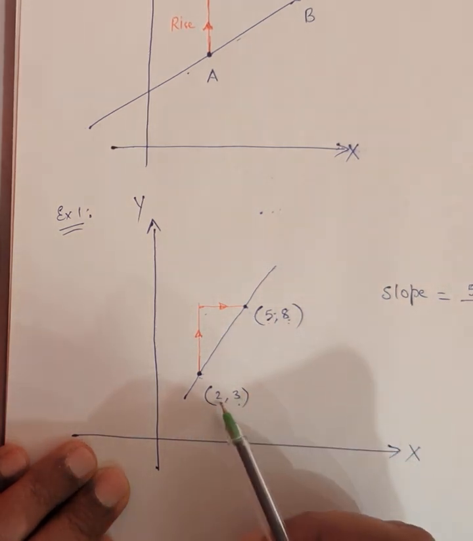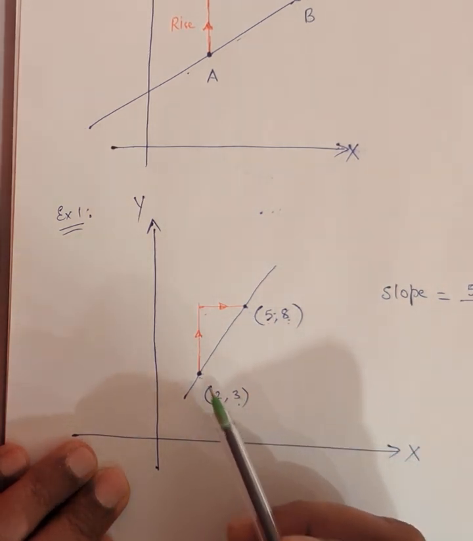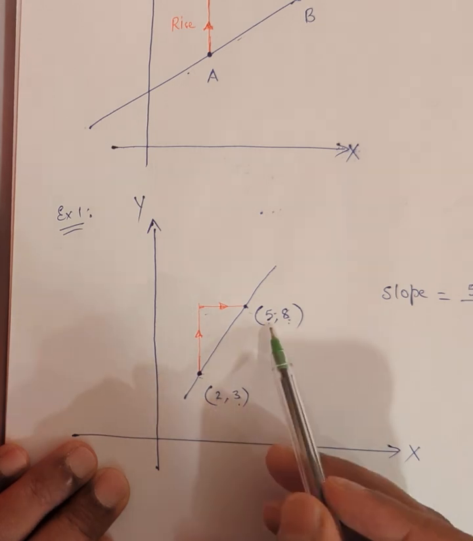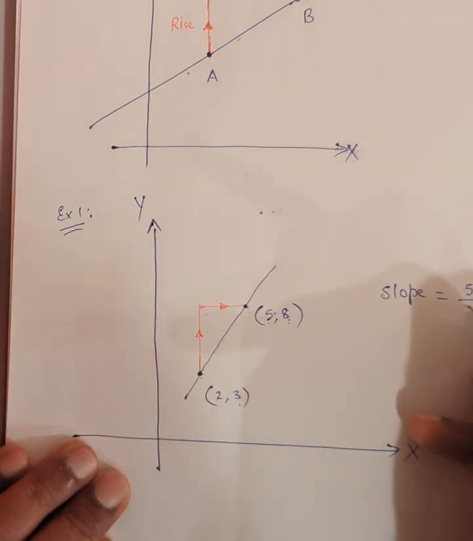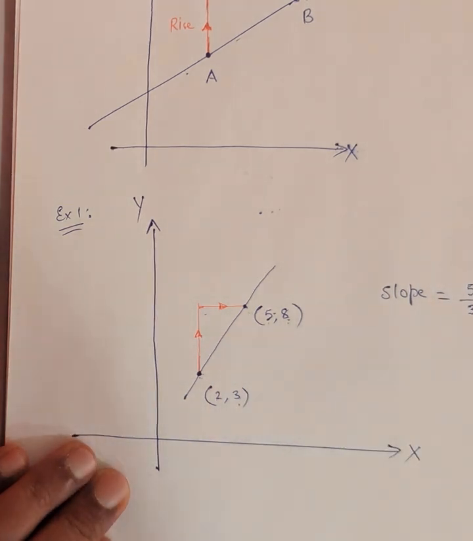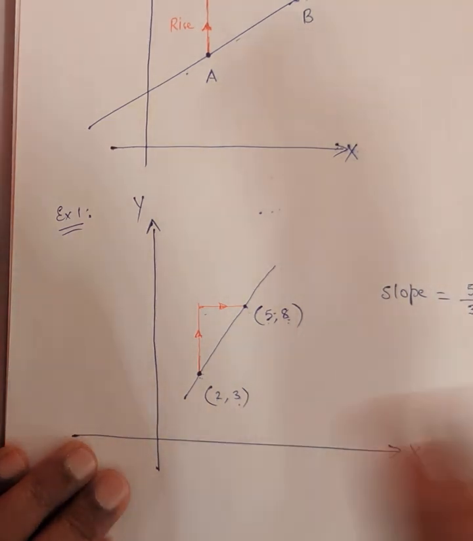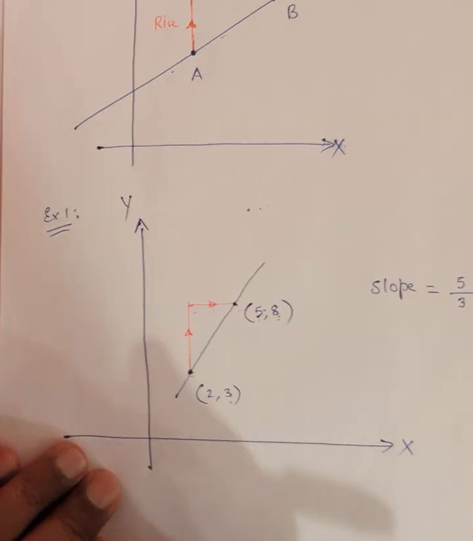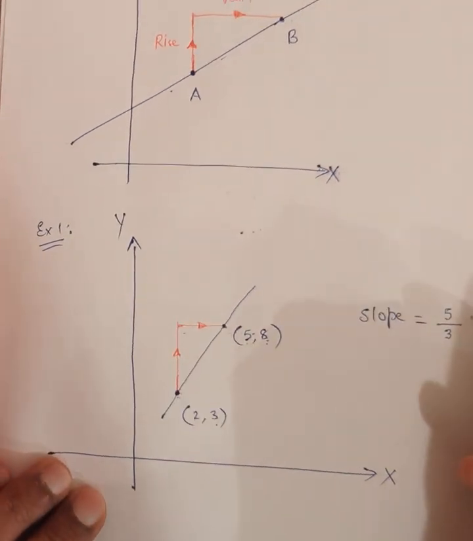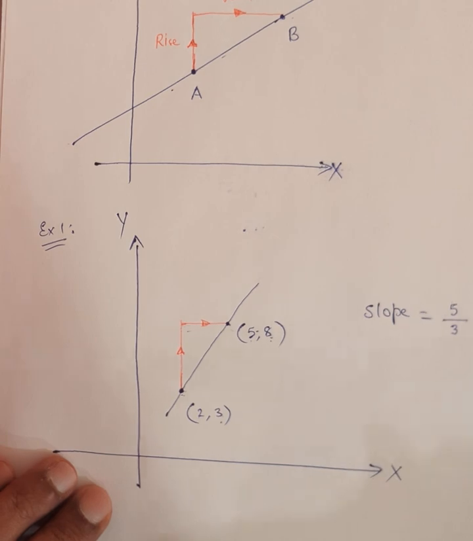So the x coordinate has gone up from 2 to 5. So that's a difference of 3. If you're going from 2 to 5, then you're going up 3 units. So that slope is 5 over 3.